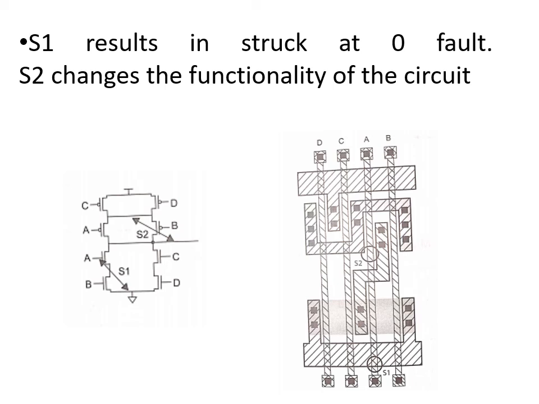So look into the layout for the same. Here you can see that because of the short S1, A is permanently connected to ground, which is called stuck at 0, and because of the short S2, the circuit behaves in a different way than it would have functioned.